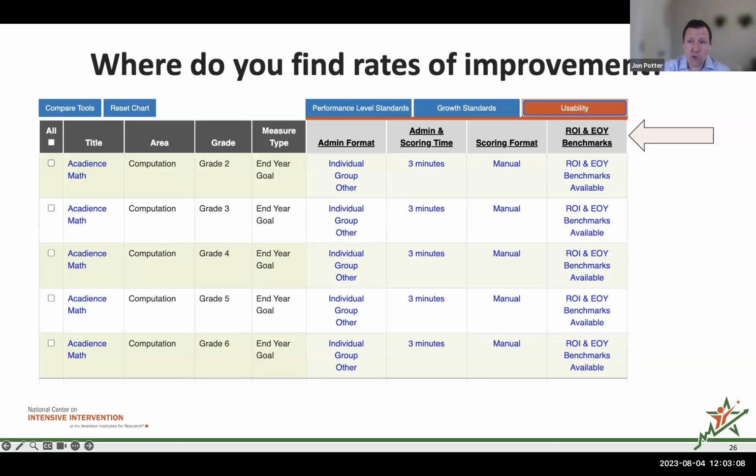Within the NCII tools chart, a lot of the measures do have growth rates built into them. You can access that and see what is a typical growth rate for a student using a particular measure. While these are all grade level measures, like a FastBridge reading fluency probe, a second grade probe measuring second grade content, and an Acadian second grade probe also measuring second grade content, the level of difficulty and growth may be a little bit different. They're not necessarily transferable, so you want to look at the specific measure.